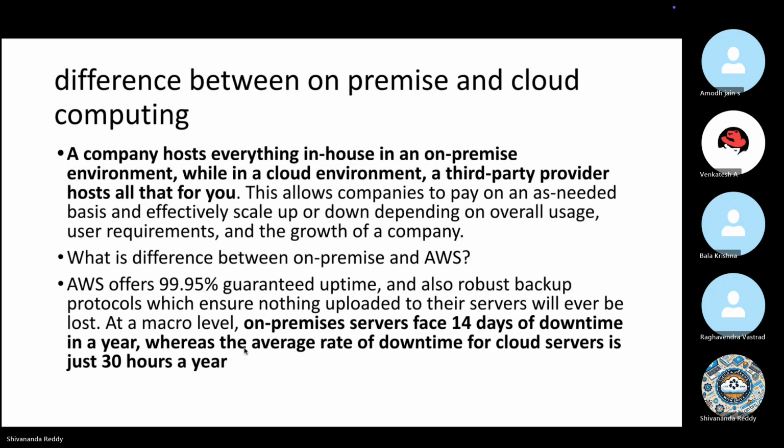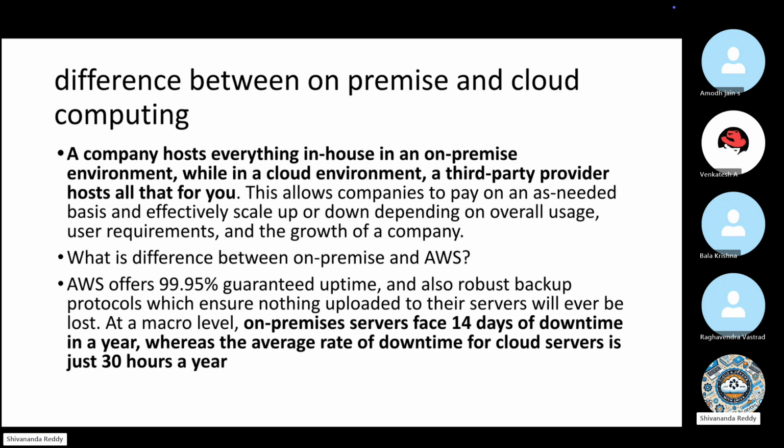At a macro level, on-premises servers face 14 days of downtime in a year. If you are managing a server in your company itself, on average you might get that many days of downtime in a year. Whereas the average downtime for cloud servers is just 30 hours a year. So on-prem is 14 days, cloud only approximately 1 to 1.5 days out of a year.